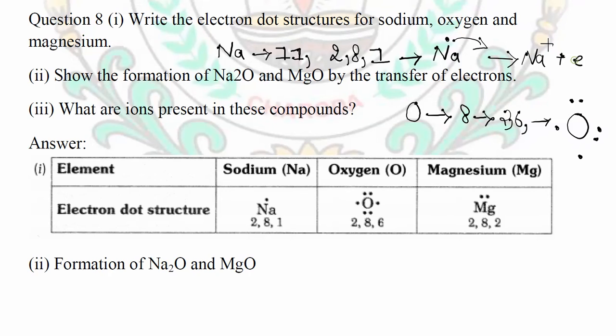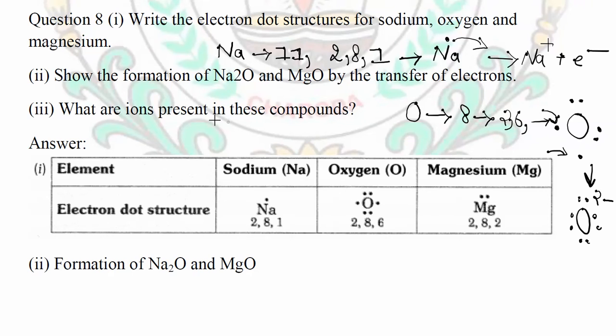While in the case of oxygen, it is very difficult and it will require a huge amount of energy to release 6 electrons. So what it will do? It will just accept 2 electrons to complete the octet. Okay, it will accept 2 electrons to complete its octet, and hence on acceptance of 2 electrons, we will see that the number of electrons will increase to 8 and it will attain a minus charge and form an anion there.